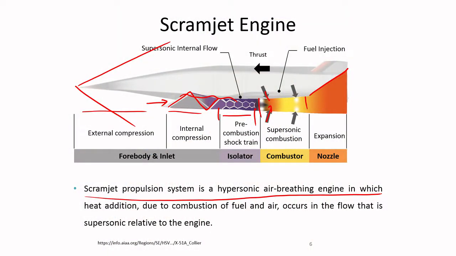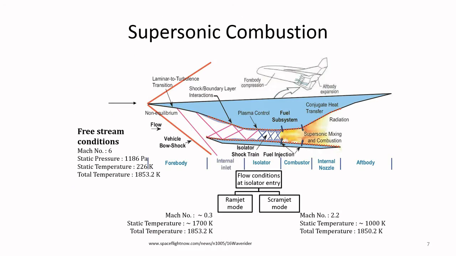So, to summarize, the scramjet propulsion system is a hypersonic air breathing engine in which heat addition due to combustion of fuel and air occurs in a flow that is supersonic relative to the engine. That is the hallmark of a scramjet engine, that the flow in the combustor is supersonic. Okay. In a ramjet engine, the combustion happens in subsonic air. So, once again I repeat, the scramjet engine is characterized by conceptual simplicity, but very high scientific and technological complexity.